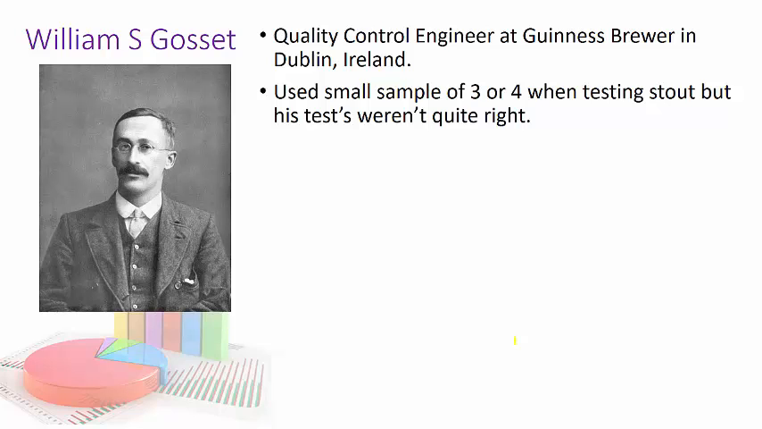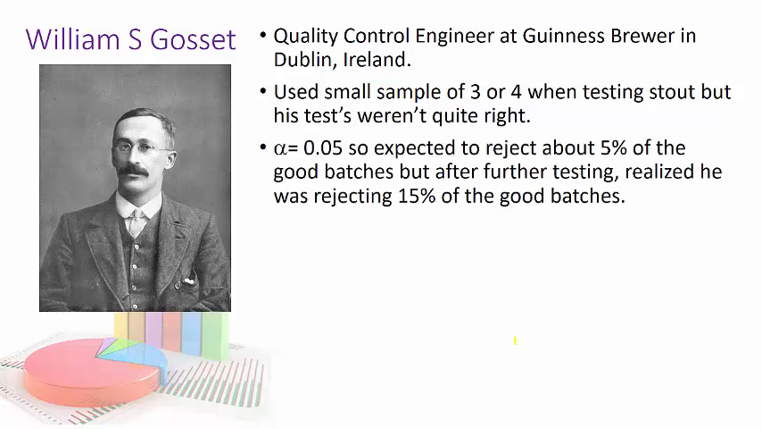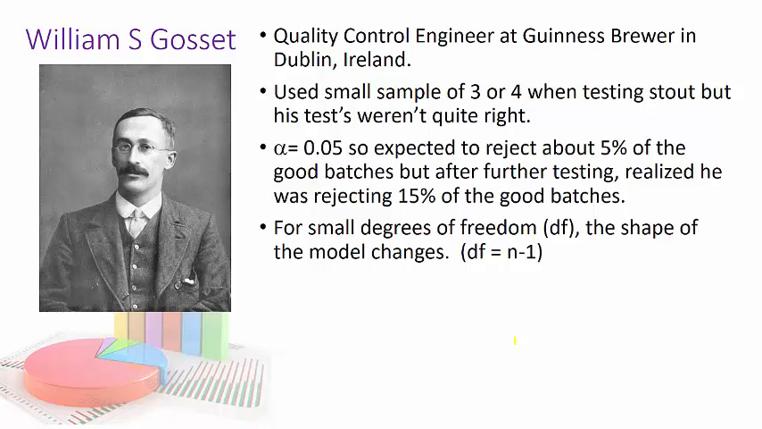But he realized his tests weren't quite right. He was using an alpha level of 0.05, so he figured, okay, my type 1 error is 5%, so I should be rejecting about 5% of the good batches, and I can live with that. So he had the good batches sent back for further testing, and then realized he was rejecting 15% of the good batches, and thought, okay, this doesn't make sense. Being the good quality control engineer he is, he did further investigation. And he realized that the distribution of the data was changing for very small samples.